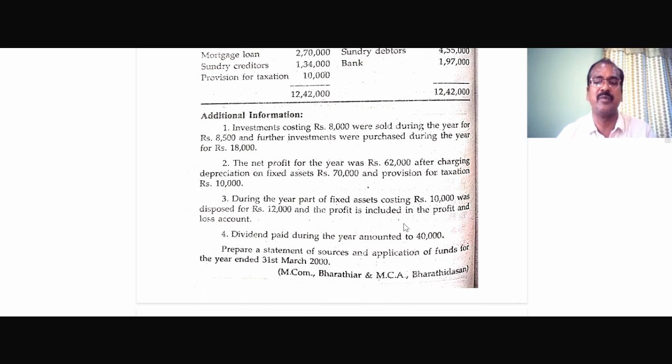The third additional information says during the year part of fixed assets costing 10,000 rupees was disposed for 12,000. So they have sold a fixed asset costing 10,000 for 12,000. So they have earned a profit of 2,000. The profit is included in the profit and loss account. So therefore this is a non-operating income, and the 2,000 rupees profit earned by disposing a part of fixed asset has to be reversed. Therefore, it has to be credited in the adjusted P&L account.